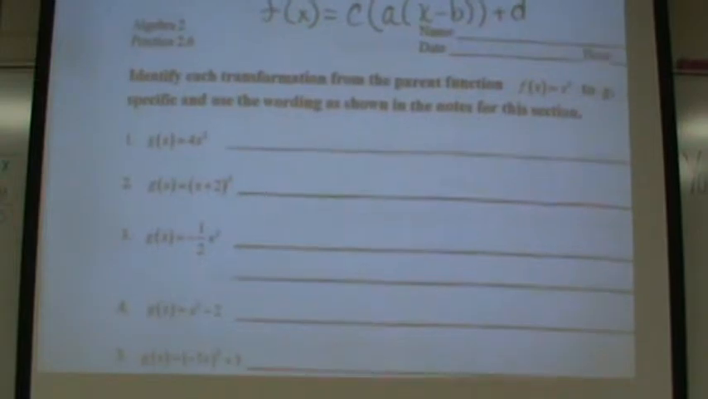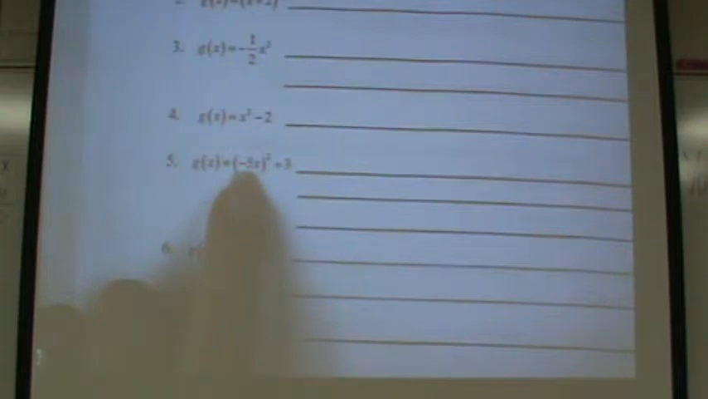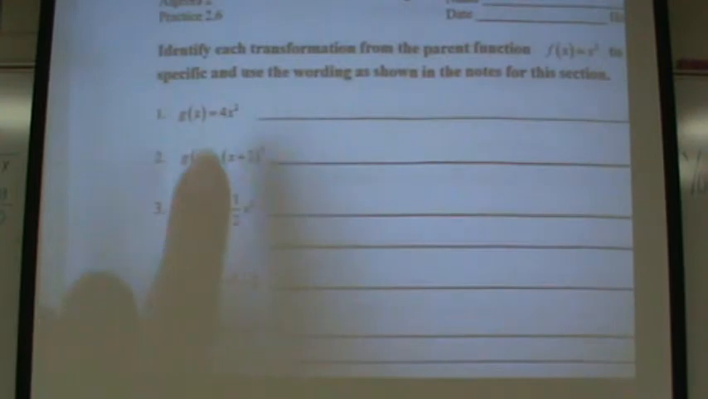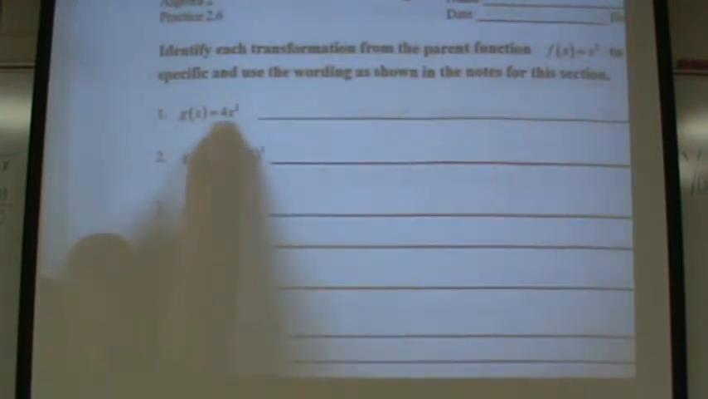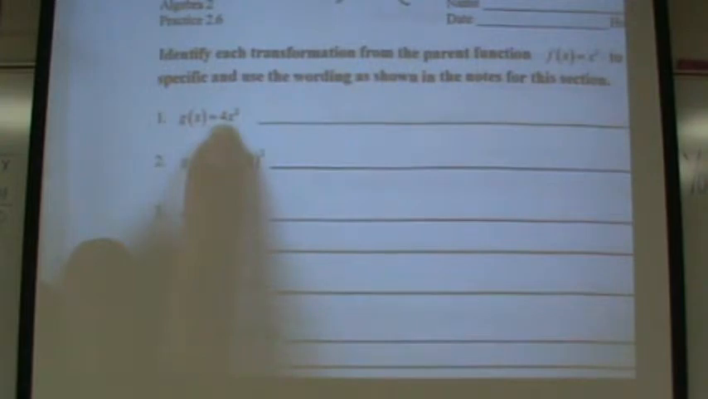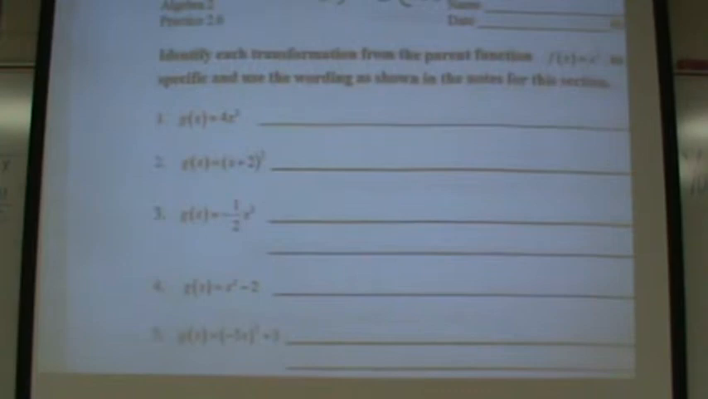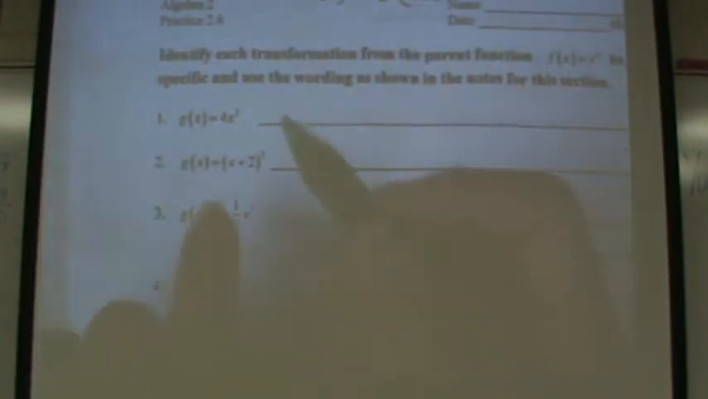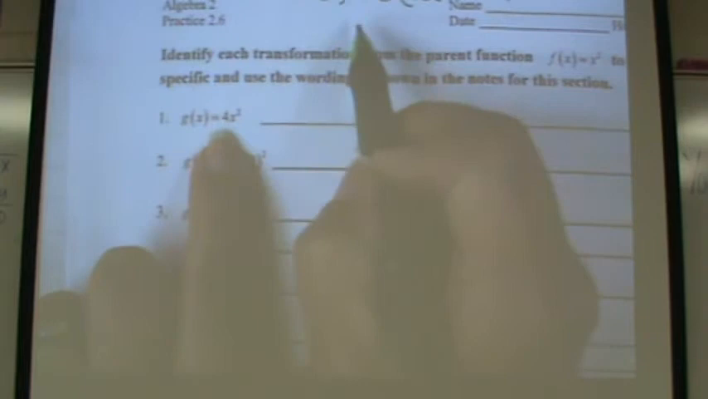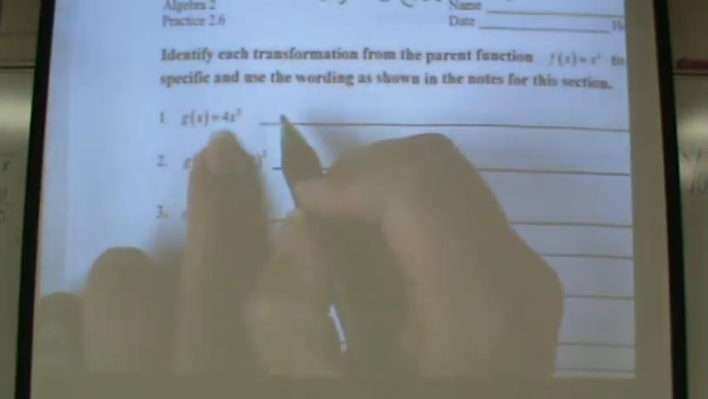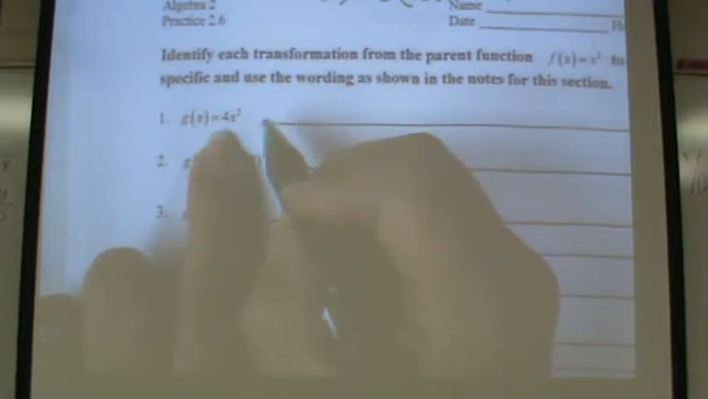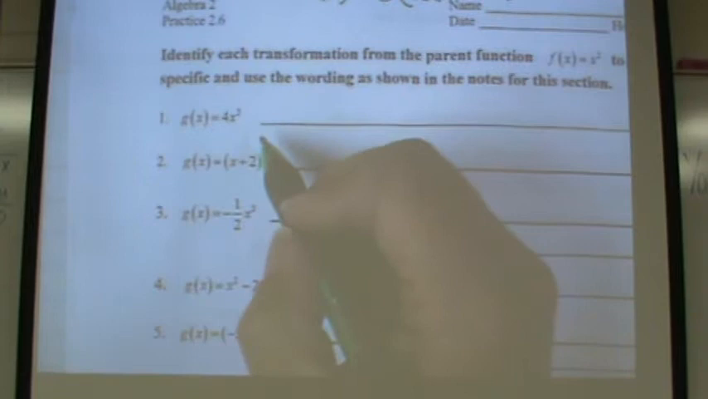For question 5, 5 has a -5 in the parentheses. That -5 is an A value. But number 1, that 4 is not an A value. That 4 is a C. So you have to know the difference between what an A is and what a C is, because this is a C value, and C's are vertical stretches or compressions.